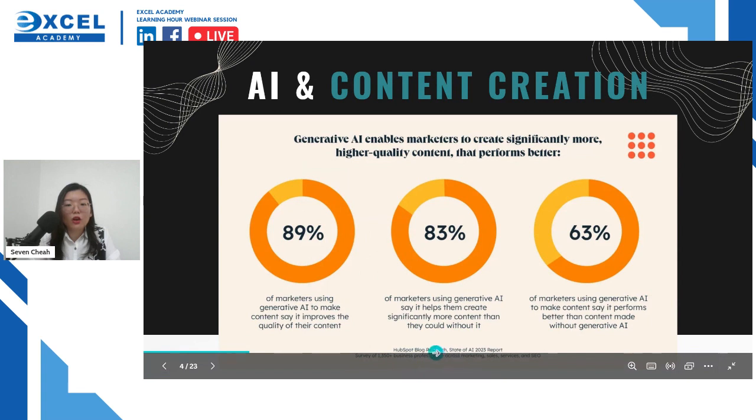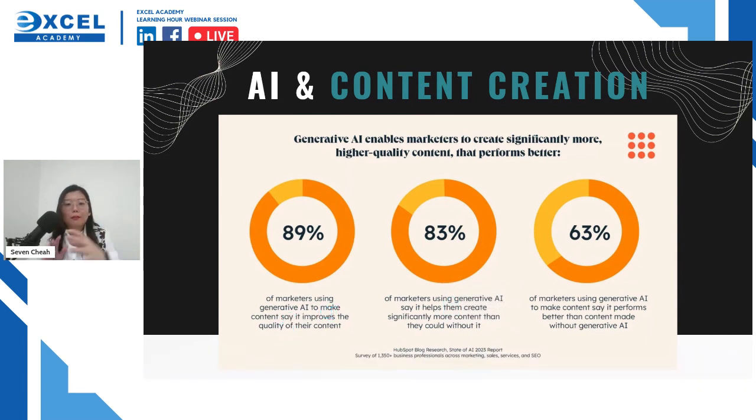So for HubSpot, this is a last year survey, a very new survey. They found out that 89% of marketers mentioned generative AI actually makes their content quality improve. Which means after they use generative AI, whatever content they create has improved in terms of quality. This is important because when you want to run any marketing, especially content marketing, the quality of the content is key.